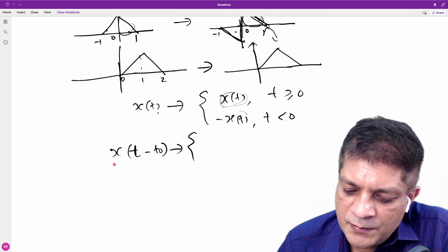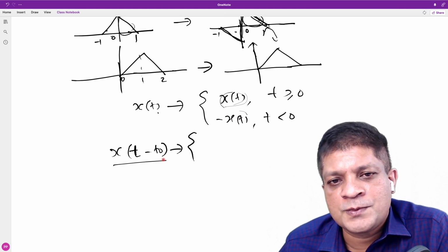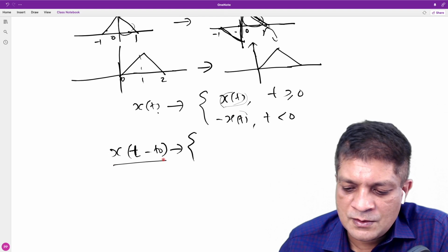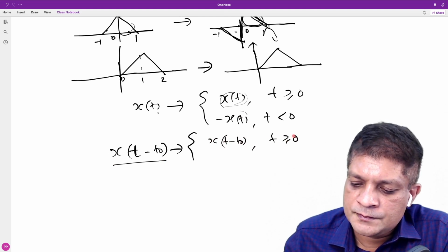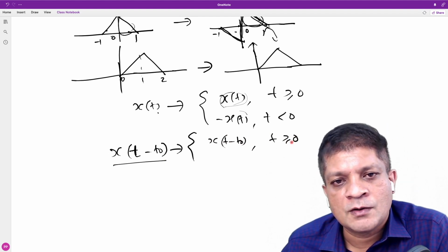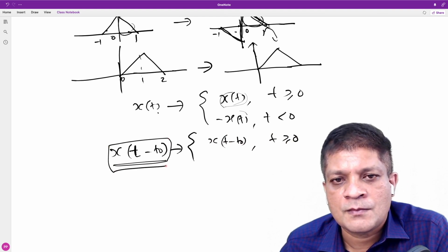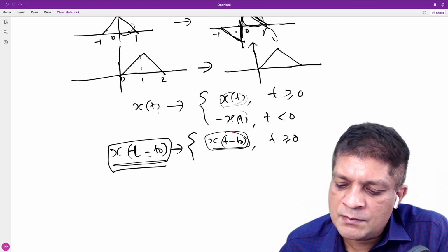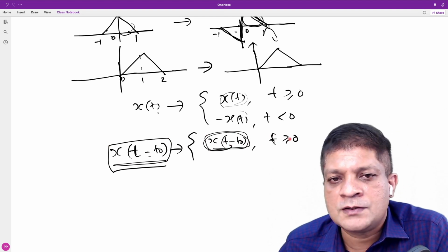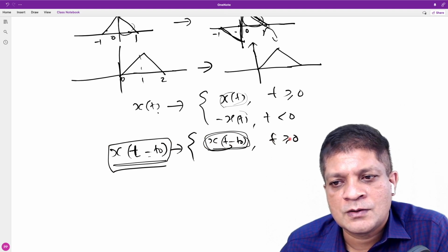Yes, sir. Now, if you are giving x(t - t0) as the input, what is the output? x(t - t0) for t greater than 0. For t greater than or equal to t0? Why t0? This is the input signal. So if the input signal, the output is same for t greater than 0, isn't it? Why is it t0?